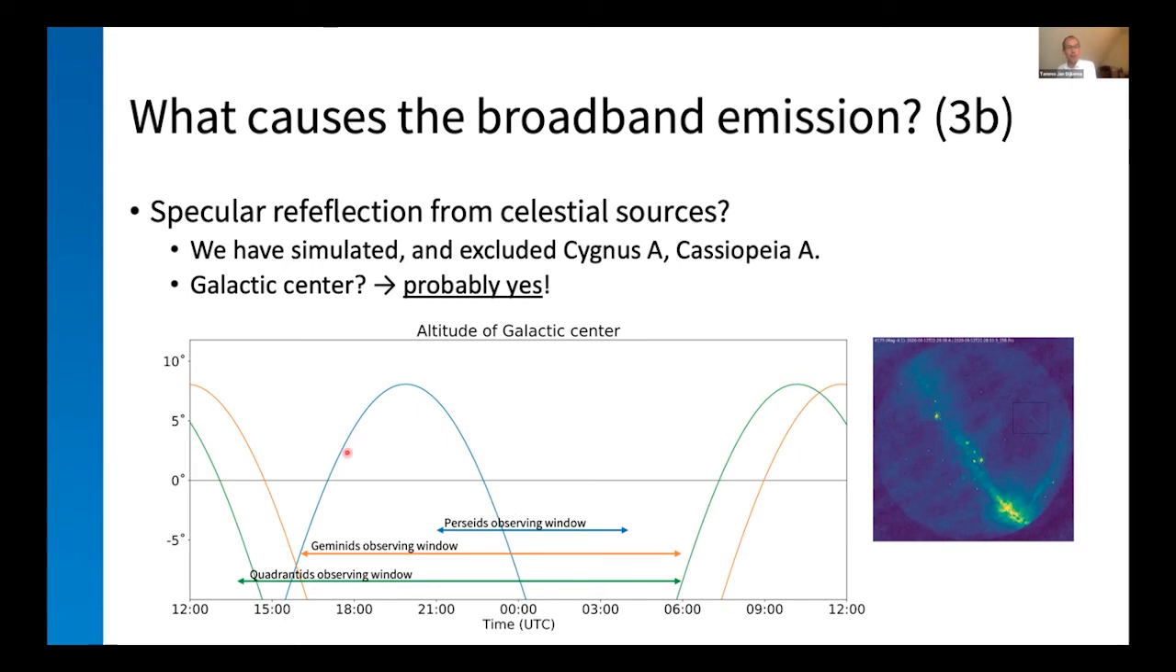And during our Perseids observing window, we saw that the galactic center was partly up. And also a little bit below the horizon, you could still see it, because the meteor is 100 kilometers high, so you can look a little bit below the horizon. And during the Geminids and the Quadrantids, the galactic center was below the horizon. So that could be a very good explanation. That's really our hypothesis, that we are seeing the galactic center.